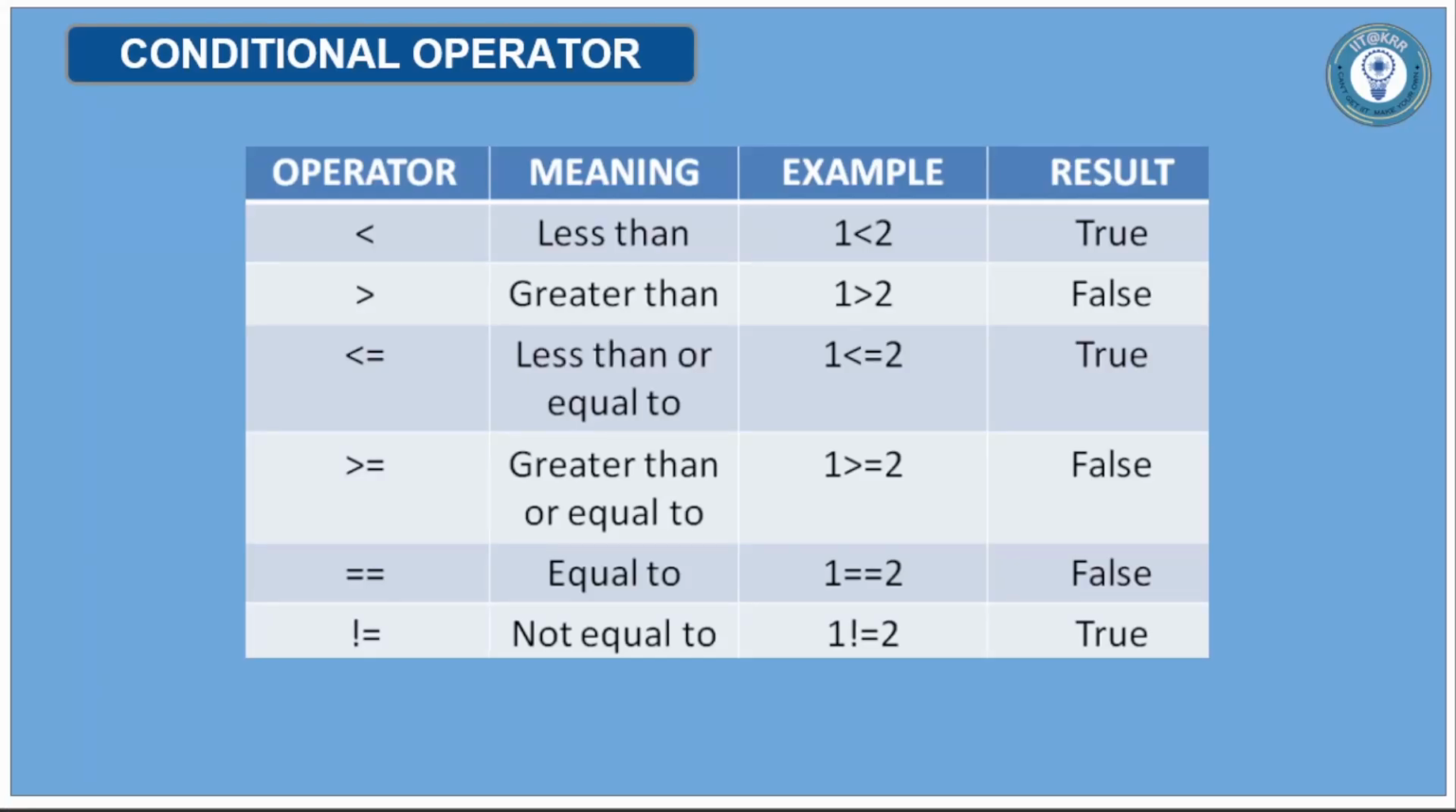Conditional operator is used to check a condition. Let me write the two variables. First, this less than operator will check whether a is less than b. So a is less than b, so it prints true. Greater than will check whether a is greater than b, so it is false, it just prints false. Let us see a code.